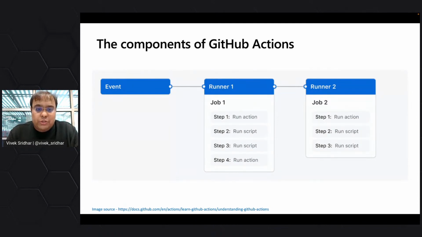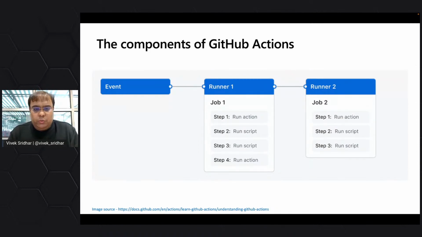Any event which happens on your GitHub repository, anything changes, it's an event. And once that event is done, you want to run something. When you want to run something, you need an infrastructure, and that's where a runner comes in. So when you have an event, say for example, there is a push. You're pushing code, it's an event.